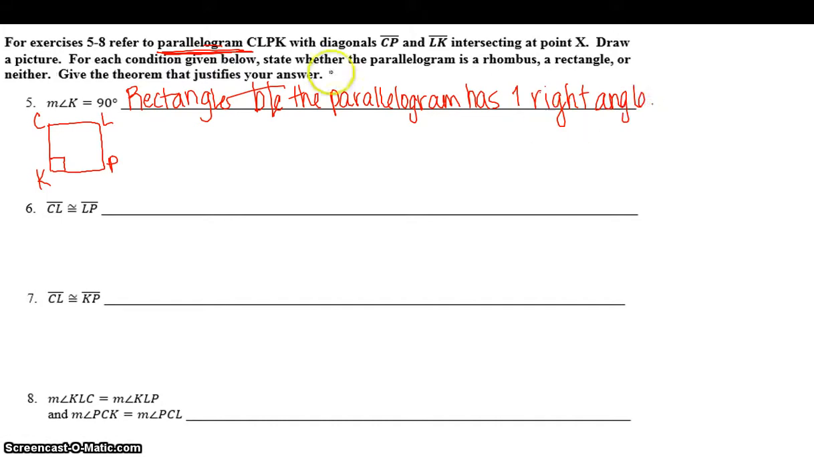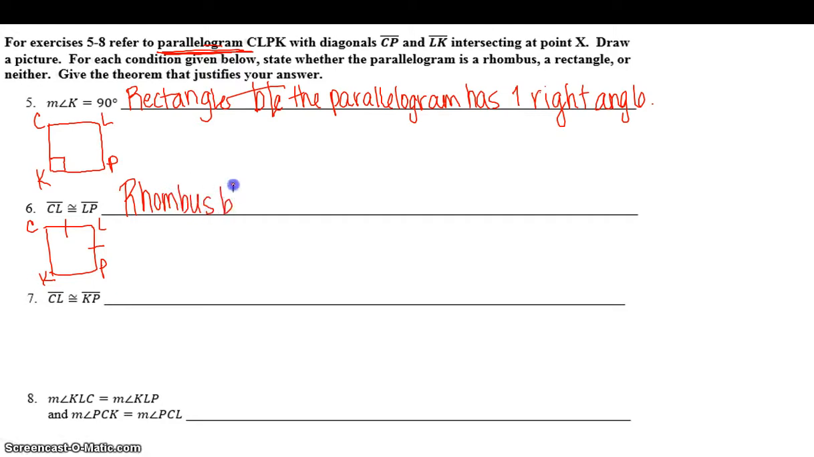Okay, so that was one of the ways to prove that a parallelogram is a rectangle. All right, on this one again, CLPK. Notice it doesn't say anything about X, so I'm not going to draw on the diagonals. I don't need those. It says segment CL is congruent to segment LP. So it's a parallelogram, and this is where you have two adjacent congruent sides, so which one is that? That should be a rhombus.